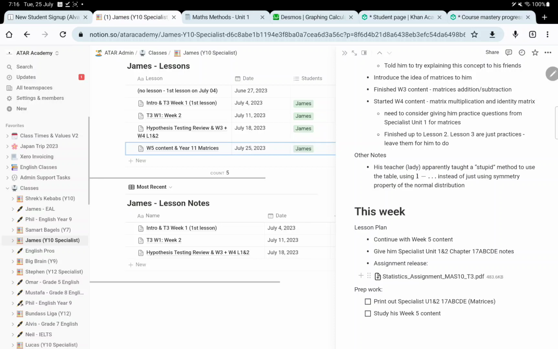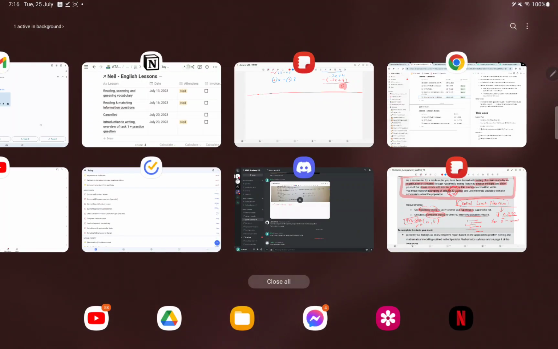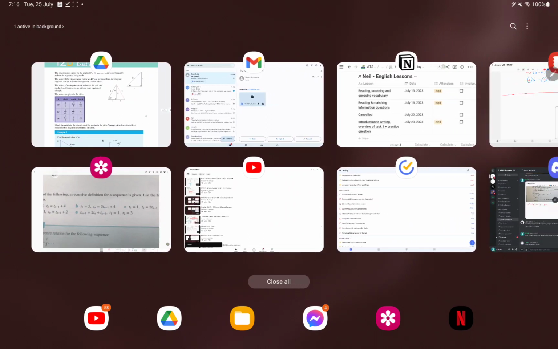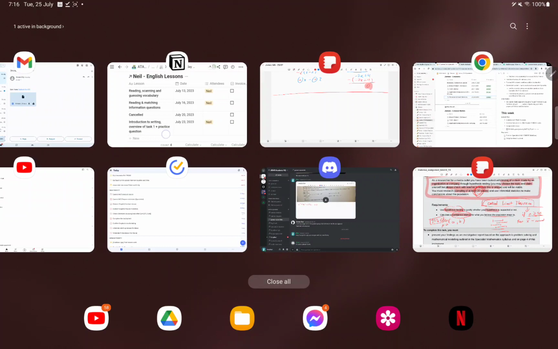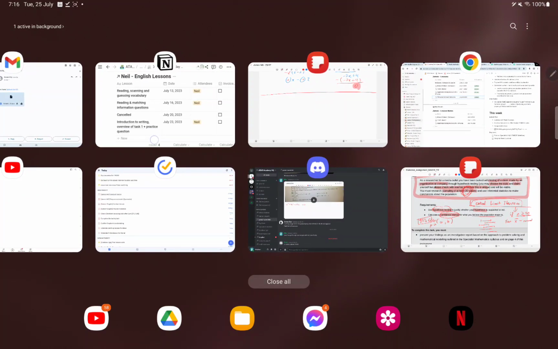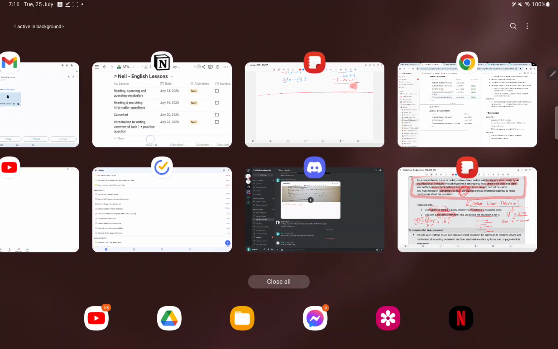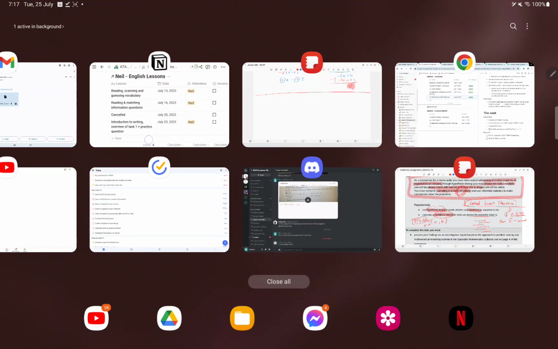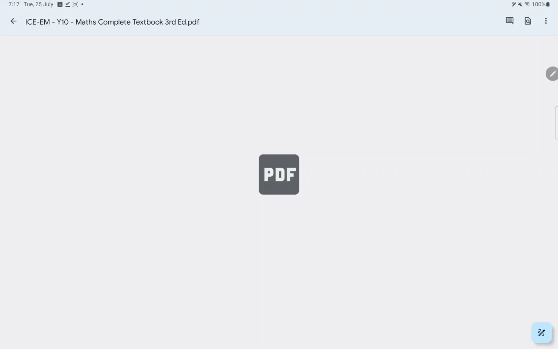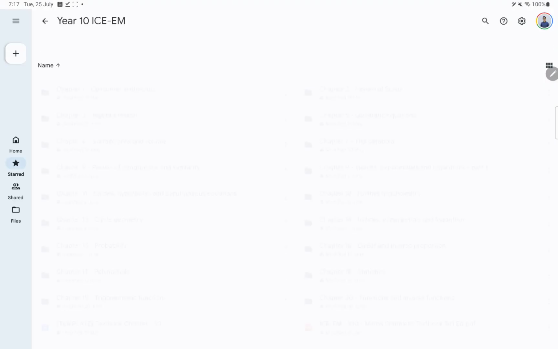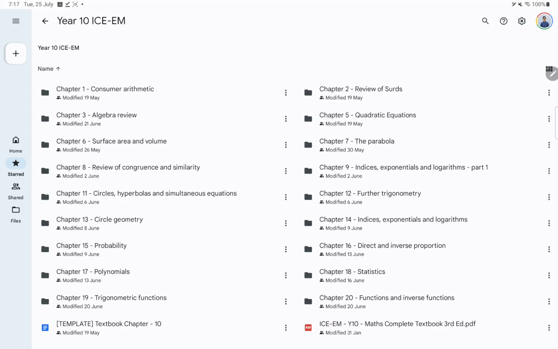Okay, I need to go to Google Drive. Where's the year 11 matrices? I saw year 11 matrices. It says week 5 content and year 11 matrices. Oh yeah, that was the plan for today until you showed me your assignment. And I'm like, no, we have to go through the assignment first, because matrices, you can always learn that later. Next week we can learn next week's content and then even jump a little bit ahead.